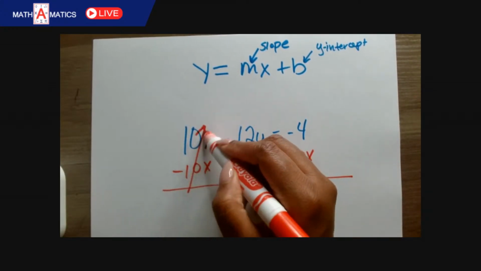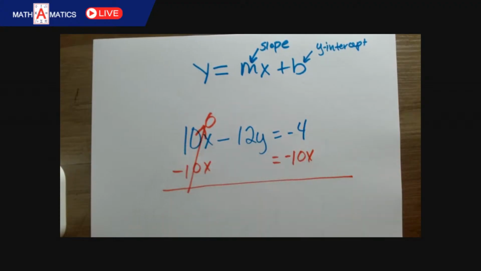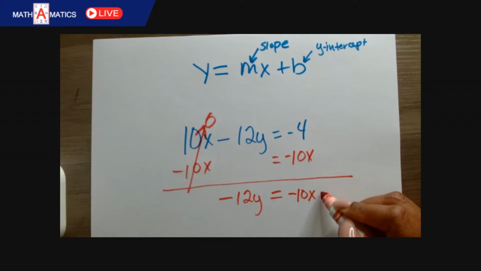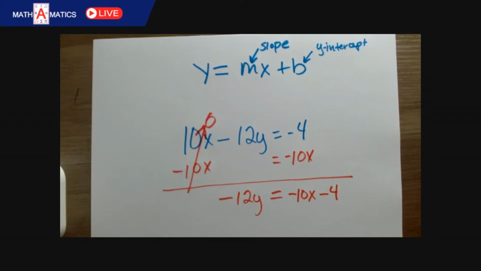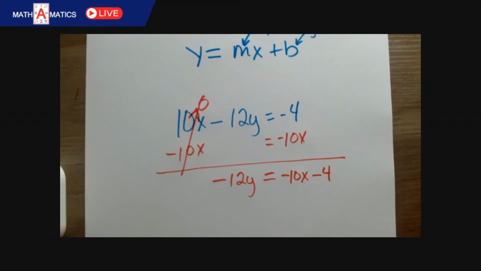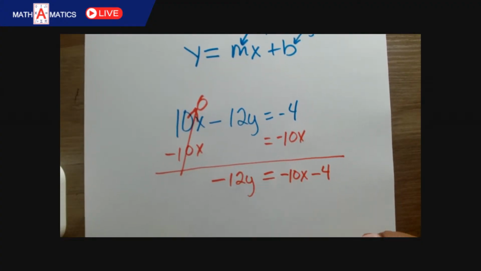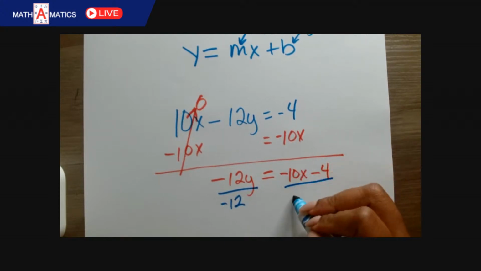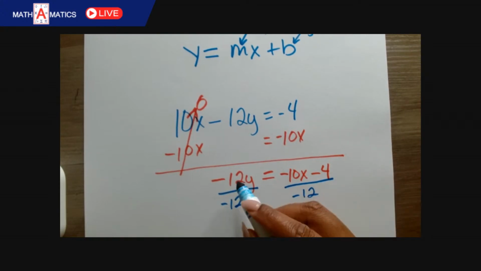And again, these cancel out to be 0, and that's why we do the opposite. So we are left with minus 12y is equal to negative 10x minus 4. And now this is multiplying, so we've got to do the opposite. So we're going to divide both sides by negative 12.